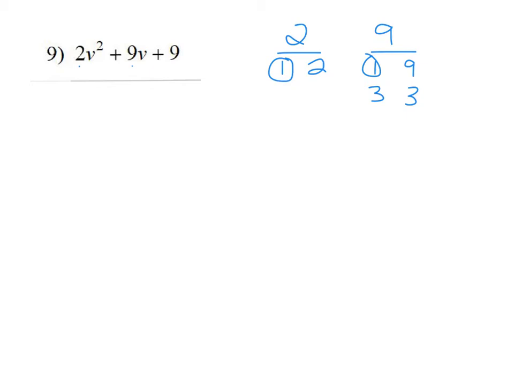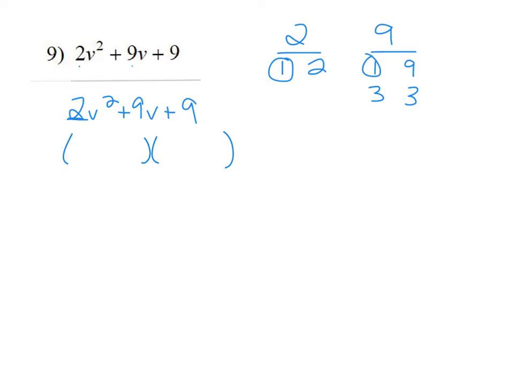So we can't take out a number. We have v squared, v, and no v. We can't take out a letter. So we just have 2v squared plus 9v plus 9. But we're still going to want to factor it because I'm pretty sure this trinomial can turn into a binomial times a binomial. So the problem with this one is this 2 out in front.